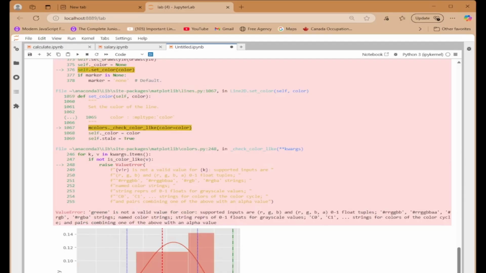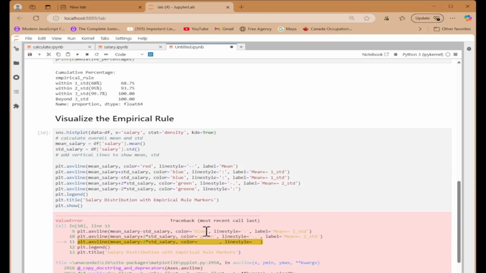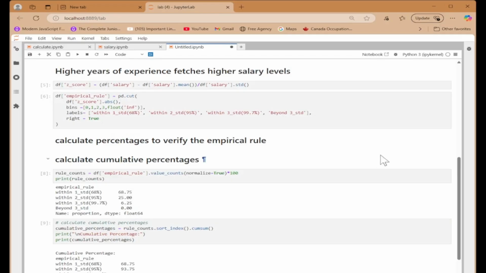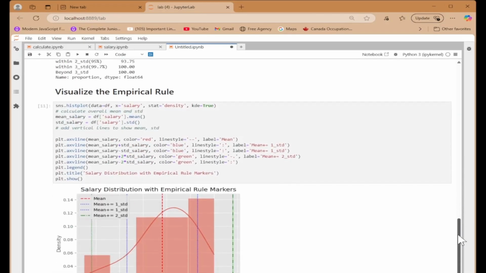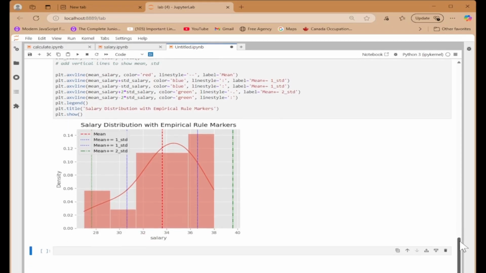All right. Yeah, there is some error. Green is not valid. I have a typo in green. I need to fix that. Now you see everything is perfect here. Here I am going to explain this and then we are done for today.